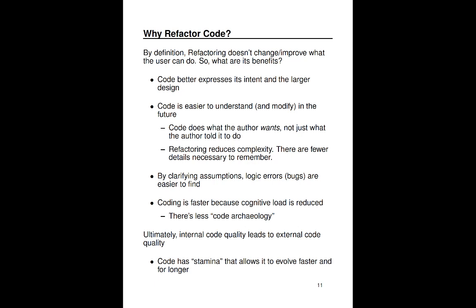And because well-factored code has high internal code quality, it leads to high external code quality because you can go fast in it. And the code has what Martin Fowler calls stamina. It allows it to run faster, to change more quickly, and over a longer period of time.